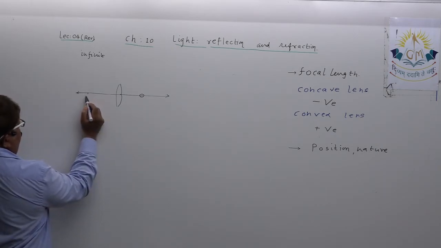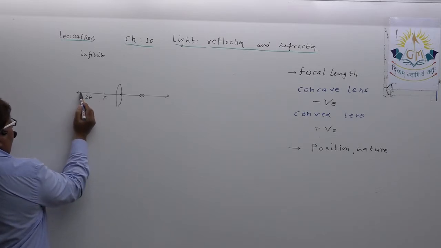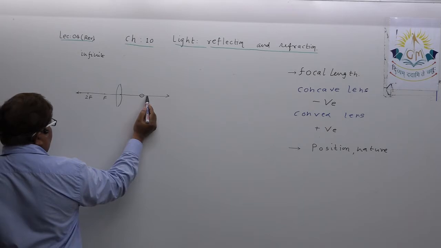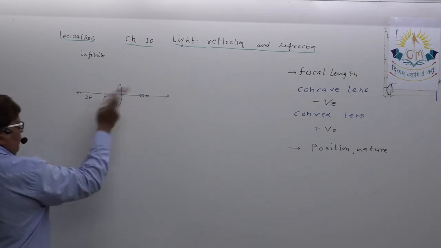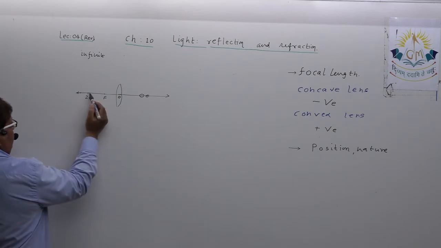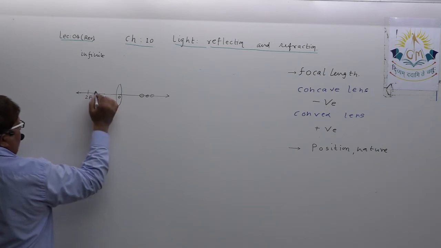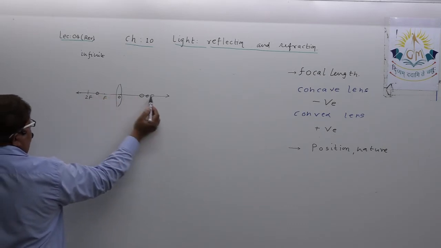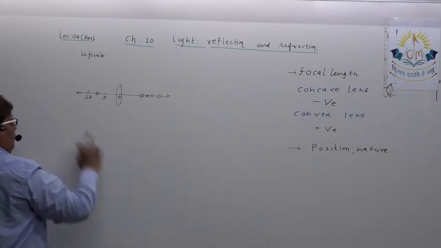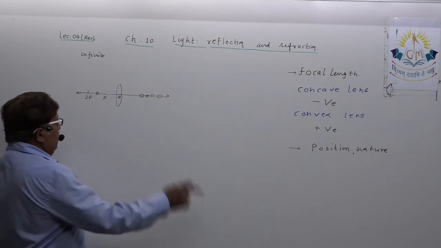Suppose, dear student, here is 2f and here is f. Now if you keep the object here, and you are also getting the image here, means on the right side, on the other side of the lens. Suppose object is here, image is obtained here. Okay. So, dear student, is one thing clear in your mind?